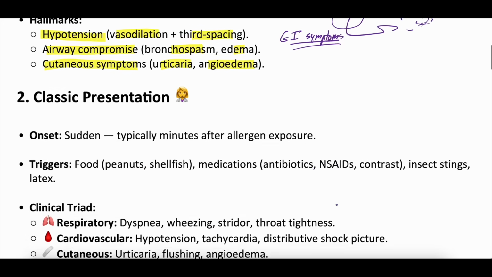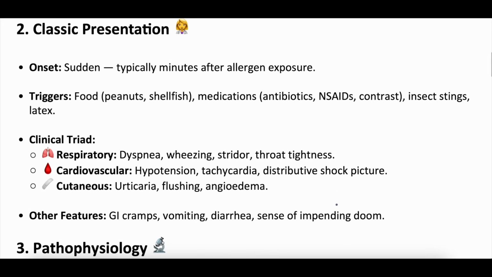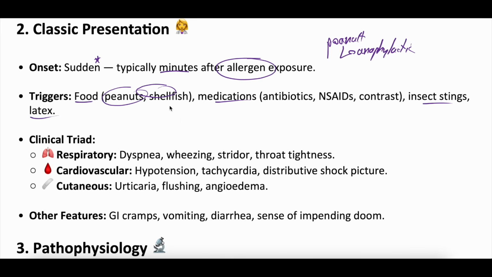All right, classic presentation, as we started to tickle the surface of. The onset is sudden, typically minutes after the allergen exposure. So you have a peanut allergy, right? You get exposed to peanuts and you develop, in minutes, an anaphylactic allergy, okay? Triggers can be anything, often food like peanuts and shellfish, some medications, insect stings, latex. Any allergen can prompt anaphylaxis in certain people. Okay, the clinical triad that we talked about already is respiratory symptoms, cardiovascular symptoms, and cutaneous symptoms.